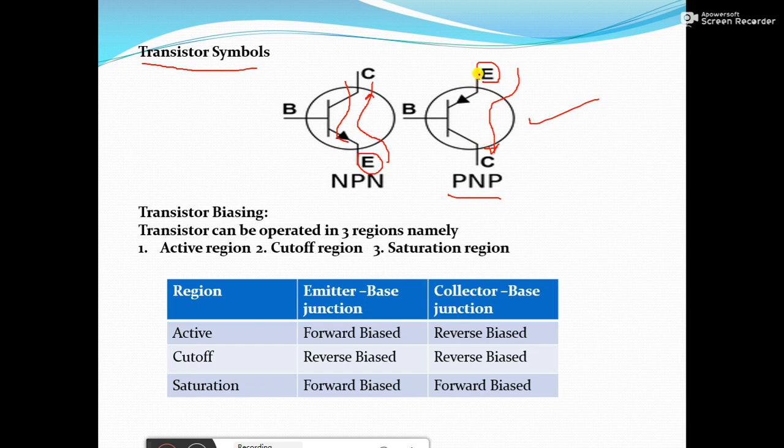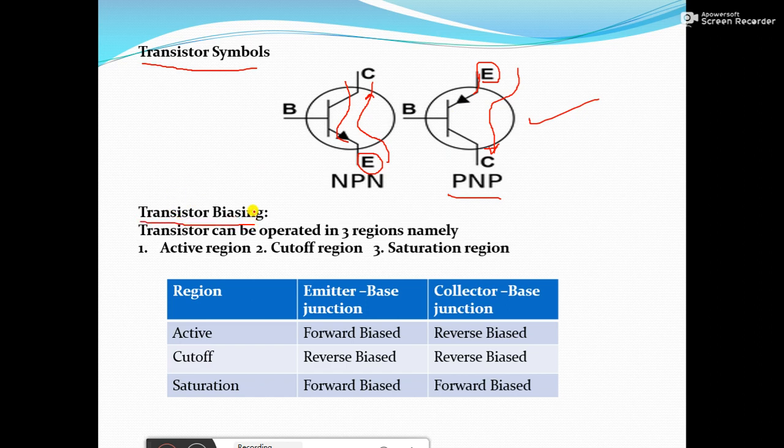Means the current direction will be shown towards the base. The arrow indicates the current direction. Okay. So a transistor alone cannot be used for anything, so it should be biased. Unless it is biased, it cannot be used for any operation.